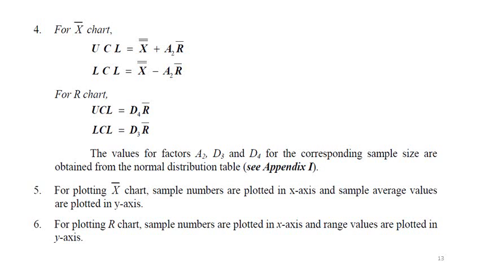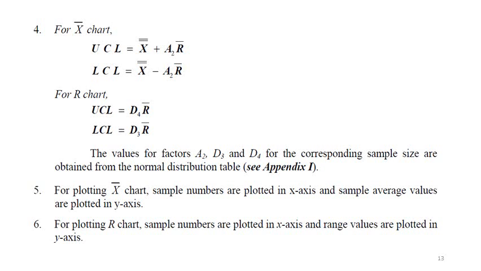So what are A2, D3 and D4? A2, D3 and D4 are factor values we will get from the normal distribution table. For the exam, these table values you need not learn by heart. We will give you a paper for the exam with the table values of A2, D3 and D4. So if a question comes on control charts, by using the table you will get the values of A2, D3 and D4. Then we will plot.